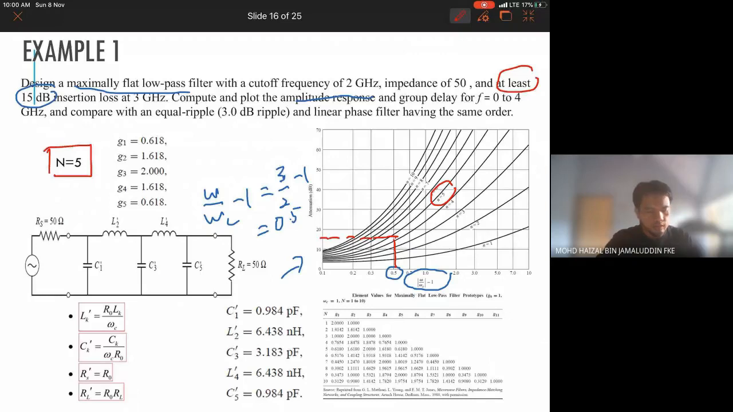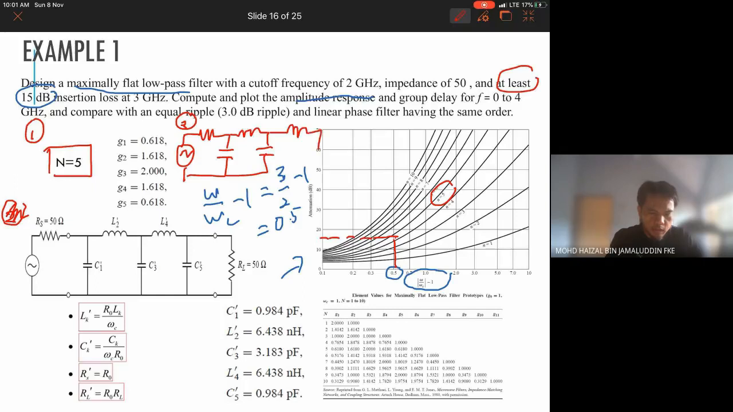So next step. Step number one is done. Next step, we draw the normalized prototype circuit. So this is the normalized prototype circuit. Okay. So you have the 5 elements, which is capacitor, inductor, capacitor again, inductor, capacitor again, and the load. So in this case, RS is equivalent to RL, which is equivalent to 1.